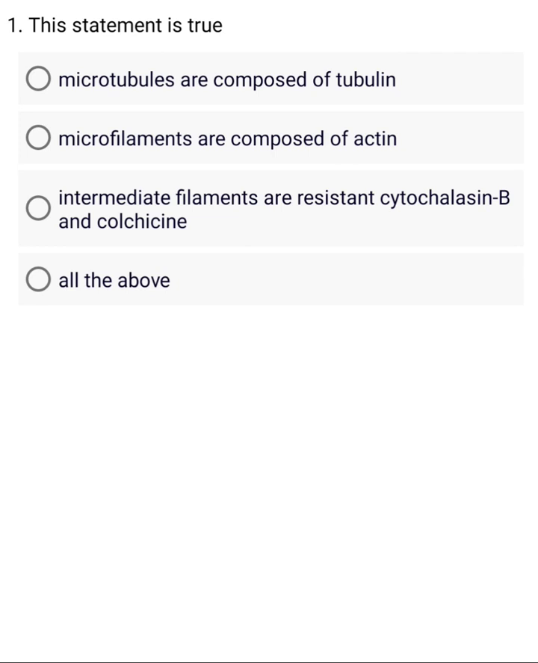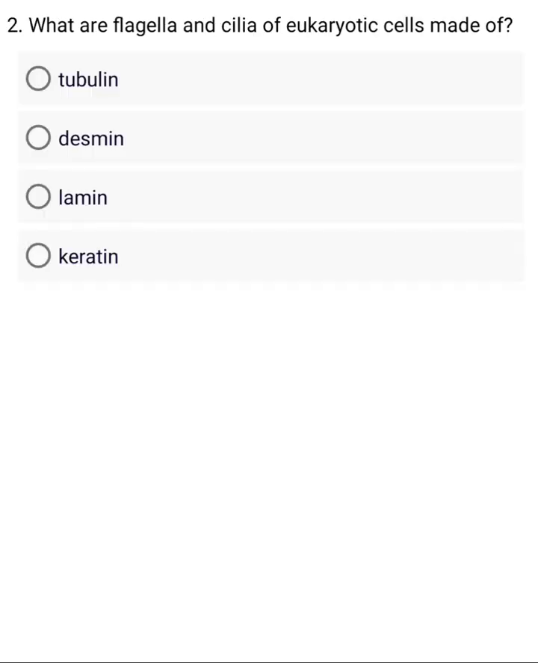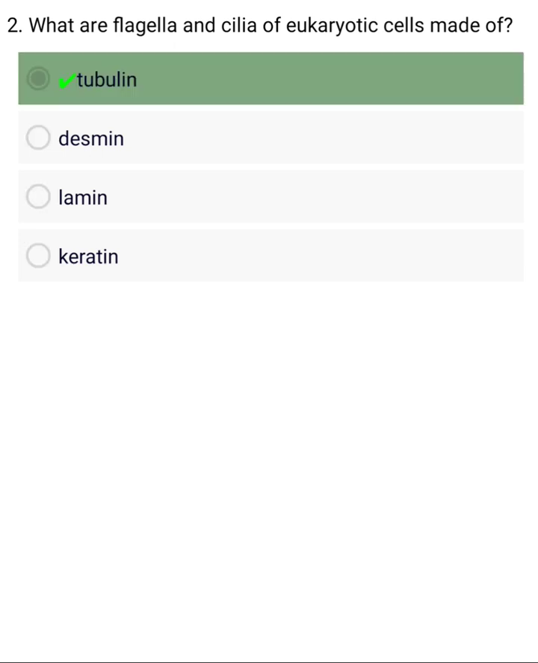A. Microtubules are composed of tubulin. B. Microfilaments are composed of actin. C. Intermediate filaments are resistant to cytochalasin B and colchicine. Right. What are flagella and cilia of eukaryotic cells made of? A. Tubulin. B. Right.